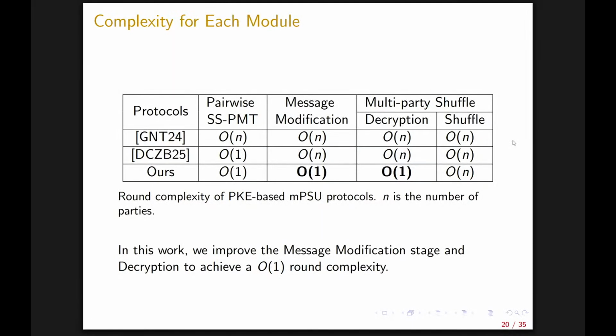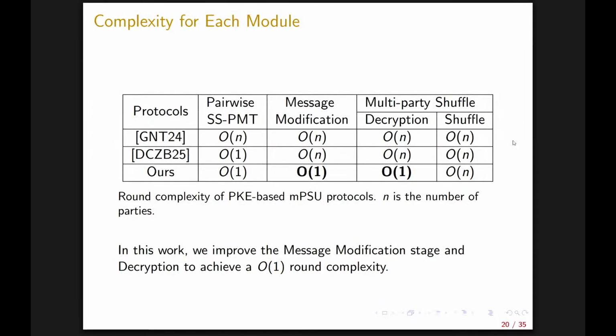I think not many people study multi-party PSU. In my paper last year, we had everything in O(n), which is not good, right? Then this Usenix paper reduced the pairwise secret sharing and private membership using some batching technique. And in the paper I present today, we somehow reduce the round complexity to everything in O(1), except the shuffling.